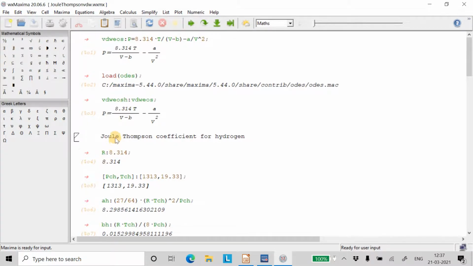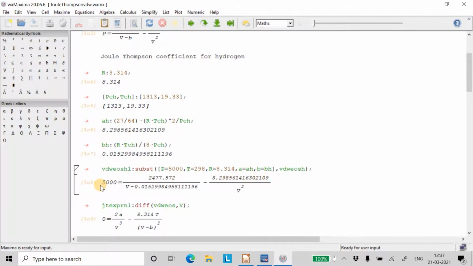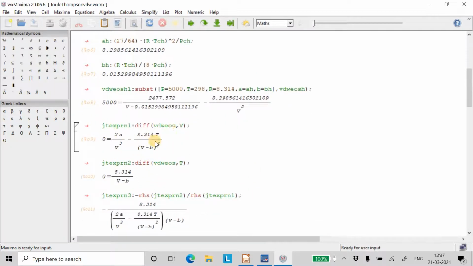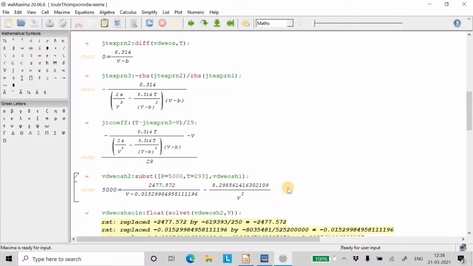Now we first calculate the Joule-Thomson coefficient for hydrogen. The critical pressure and the critical temperature for hydrogen are 1313 kilopascals and 19.33 Kelvin. We calculate the values of A and B for hydrogen and replace them in the van der Waals equation. Further, we calculate an expression for the Joule-Thomson coefficient for a van der Waals gas, and we get the following expression. Now, we calculate the volume for hydrogen at 50 bar and 293 Kelvin. I would like to make a slight correction here: if it is 25 degrees Celsius, it should be 298 Kelvin. Fine.